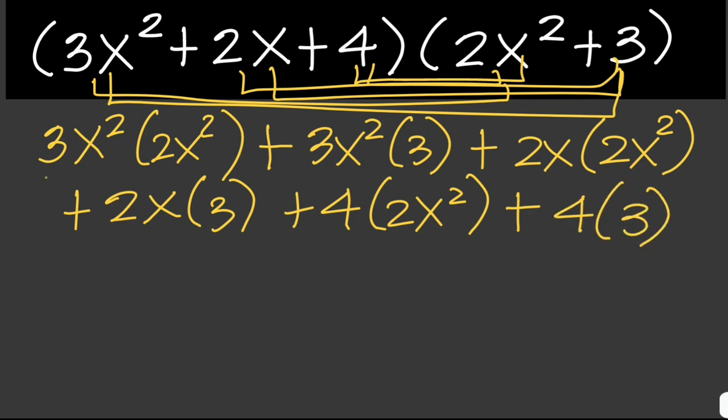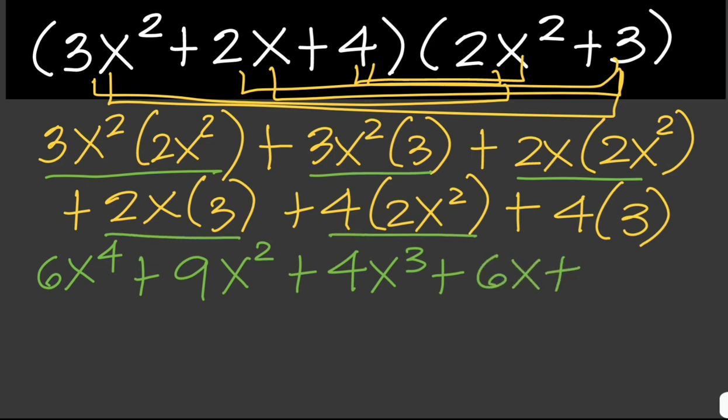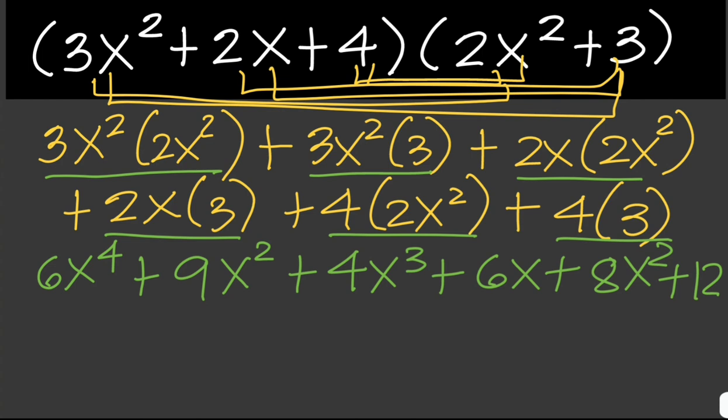And now we simplify. 3x squared times 2x squared is just 6x to the fourth, plus this one, this is 9x squared, plus 2x times 2x squared is 4x cubed, plus 2x times 3 is 6x, plus 4 times 2x squared is 8x squared, plus 4 times 3 is 12. And now we combine like terms.